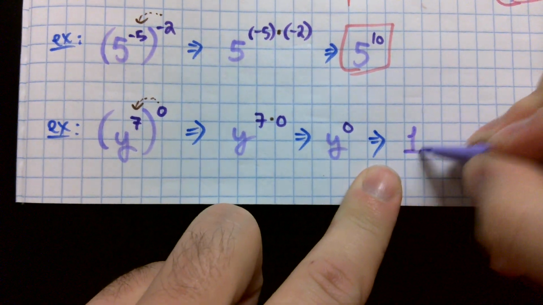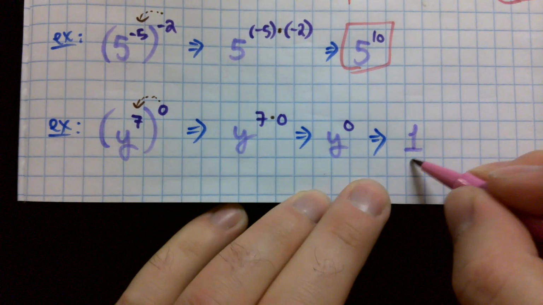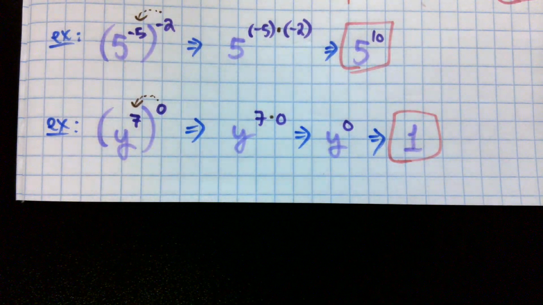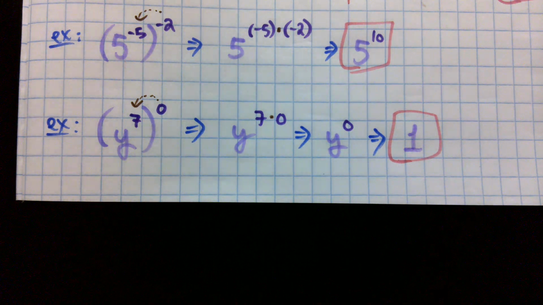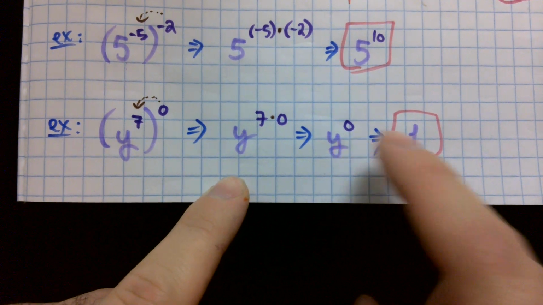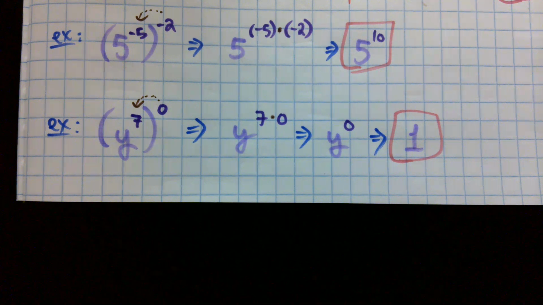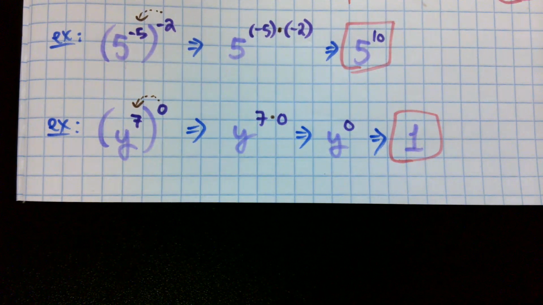Even though we have a variable, right? Because you may be thinking, well, how do we know that it's equal to 1 if we don't know what y is? Y could be anything, big or small, positive or negative. If it's raised to the power of 0, it's going to be equal to 1. So we can simplify it right there, just like that, and we get 1.